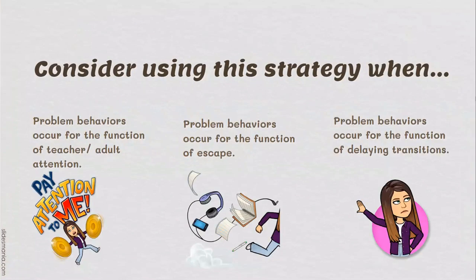Consider using this strategy when problem behavior occurs for the function of teacher or adult attention. Problem behavior occurs for the function of escaping or avoiding a non-preferred task or activity. Problem behaviors occur for the function of delaying a transition from a preferred activity to a non-preferred activity, or problem behaviors occur when academic demands are requested of the student.